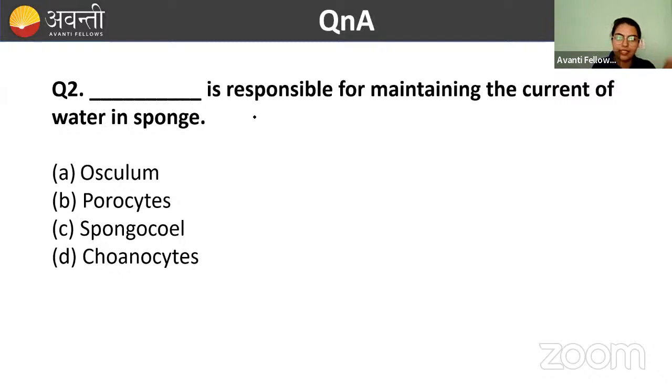The next question states: blank is responsible for maintaining the current of water in sponge. The options are osculum, porocytes, spongocoel, and choanocytes. I'm going to launch the poll now. Please make sure that you choose your answers in the poll.